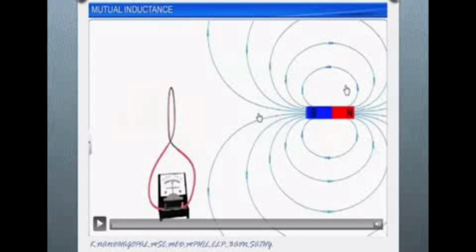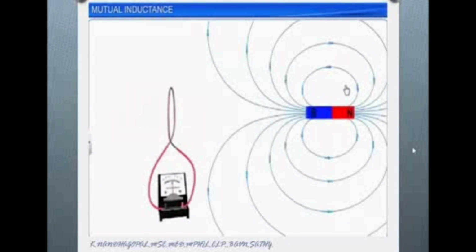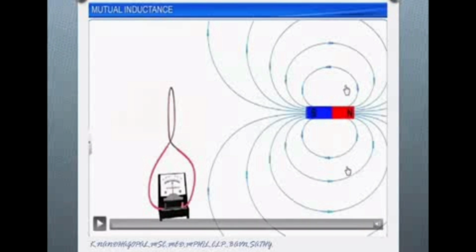From Faraday's experiment, now we are going to see what mutual inductance is. Self-inductance we studied with only one coil. Now we are going to see mutual inductance. Mutual inductance means here we are going to take two coils. When current flows through one coil, an EMF is induced in the other coil. Already we have seen the induced EMF in two neighboring coils. The same thing we are going to explain here as mutual inductance.